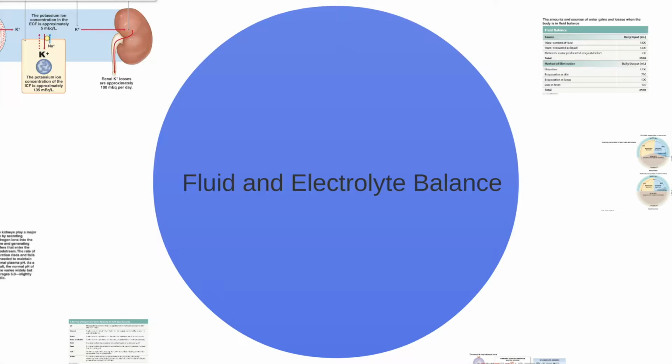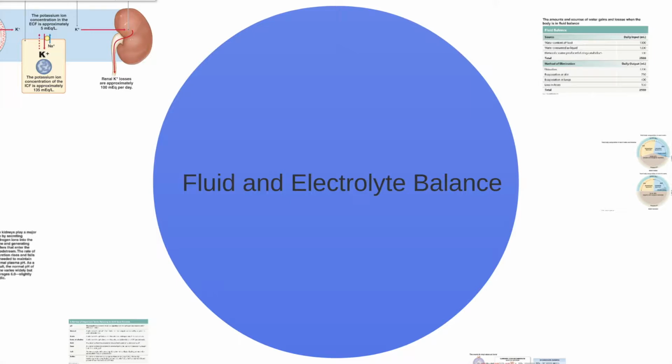If something is acidic, it means it has a low pH and it will donate hydrogen ions. If something is basic, it has a high pH and it will accept hydrogen ions. And if something is a buffer, it will resist changes in pH.